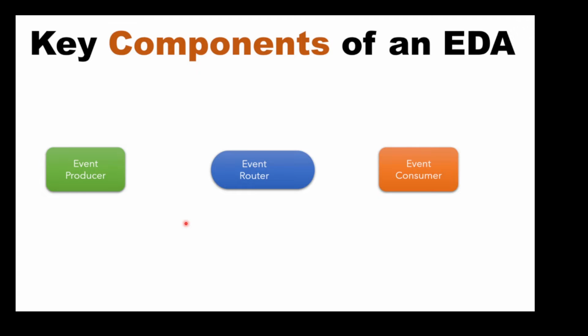Event-driven architectures consist of three essential components: the event producer, the event router, and the event consumer. The event producers generate events, which are essentially messages, usually in JSON format, that are then ingested by event routers and distributed to event consumers that are interested in receiving the events.